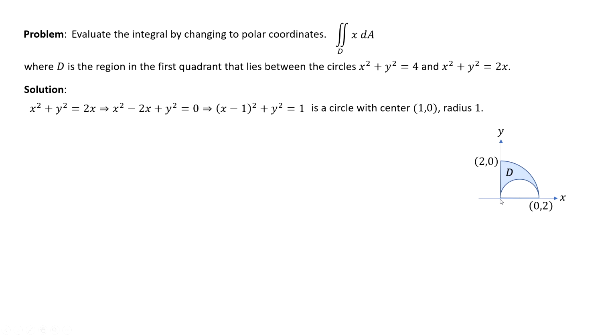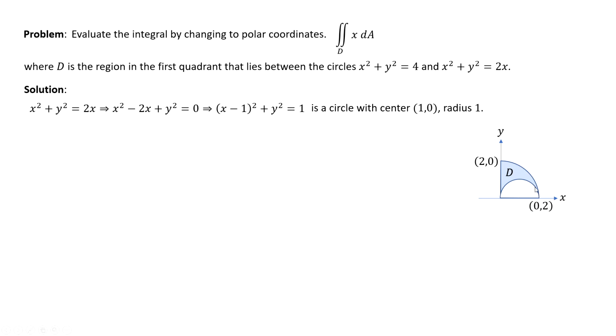The outside circle, x squared plus y squared equals 4, has its center located at (0, 0), and it's a quarter of a circle with radius 2. That's what we are seeing here. And the other one, the inside one, is this. So the region happens to be between these two things.